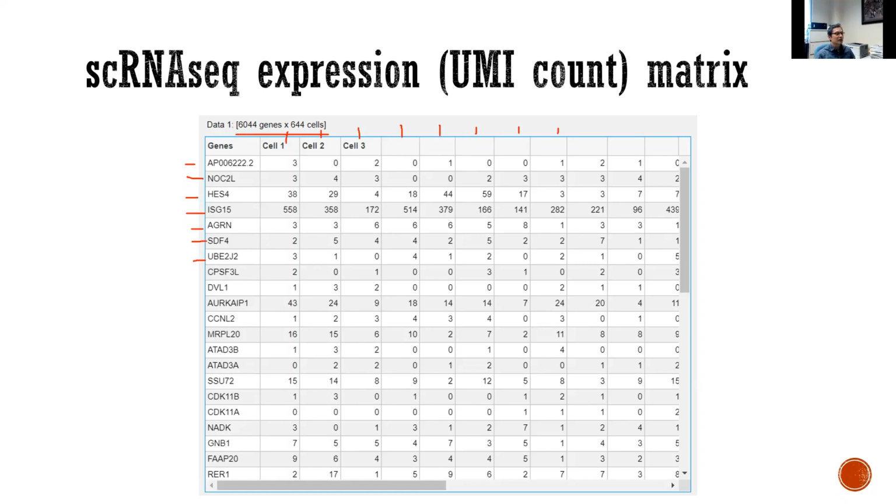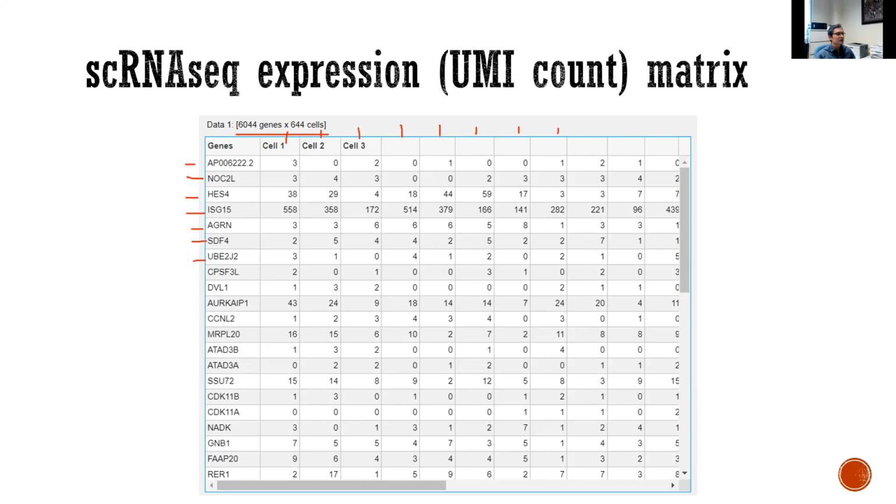You can use an Excel sheet to do some basic analysis, but normally you will use a computer language. For the tutorial in the next couple of lectures, I will use MATLAB, but any other language like R and Python is also applicable here. If you look at this expression matrix from real data, you see some characteristics of the single-cell RNA-seq expression matrix.